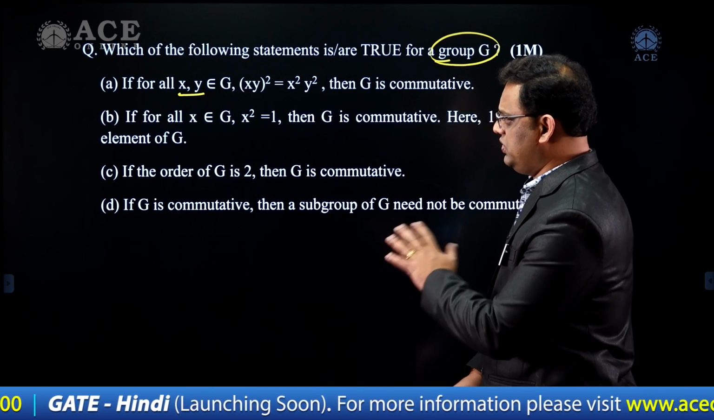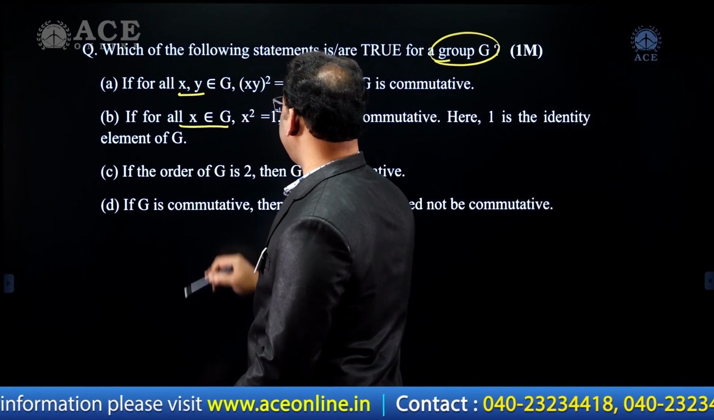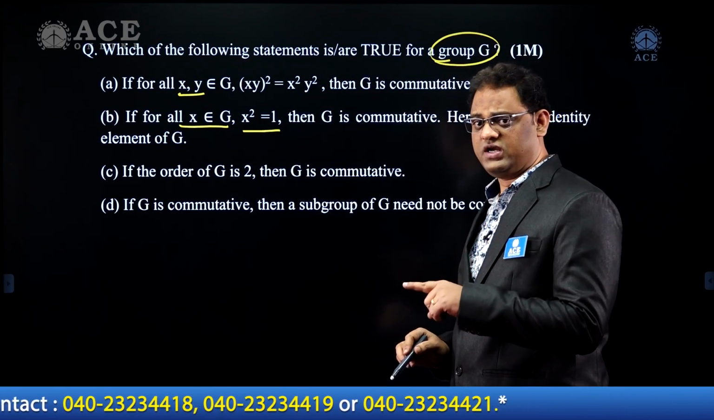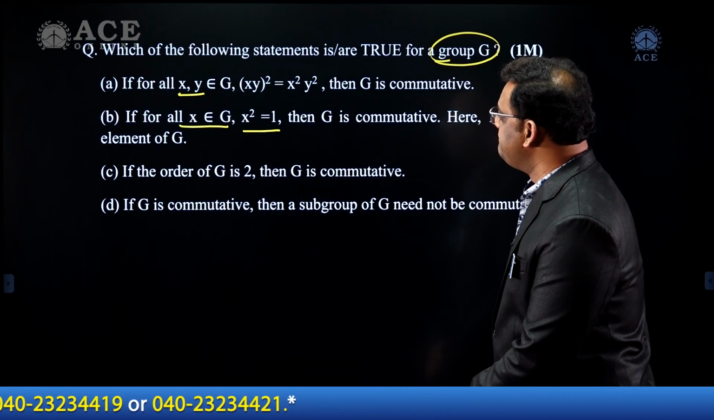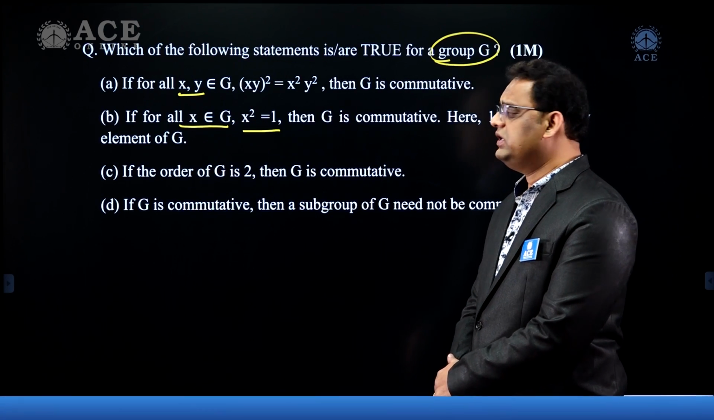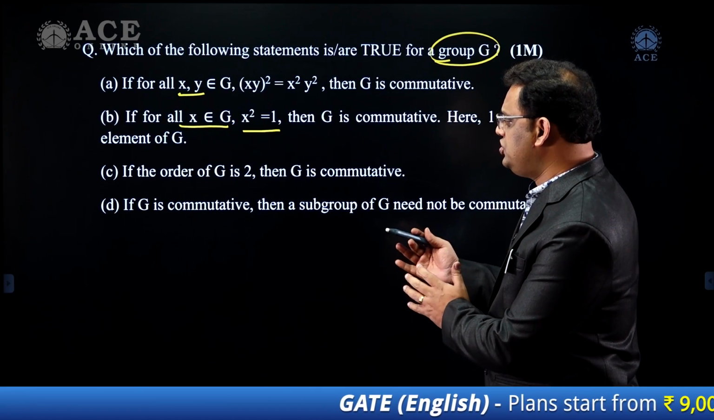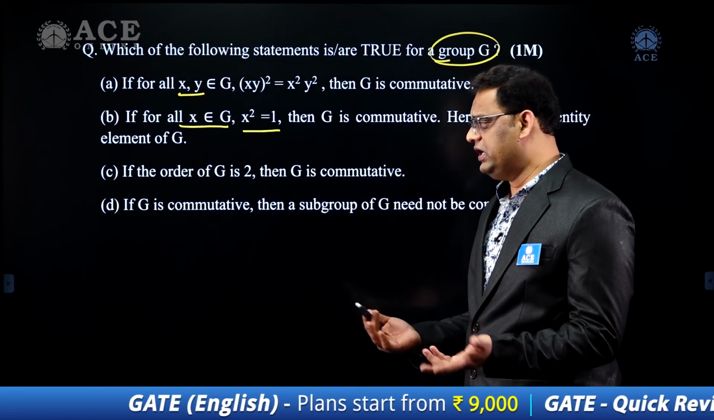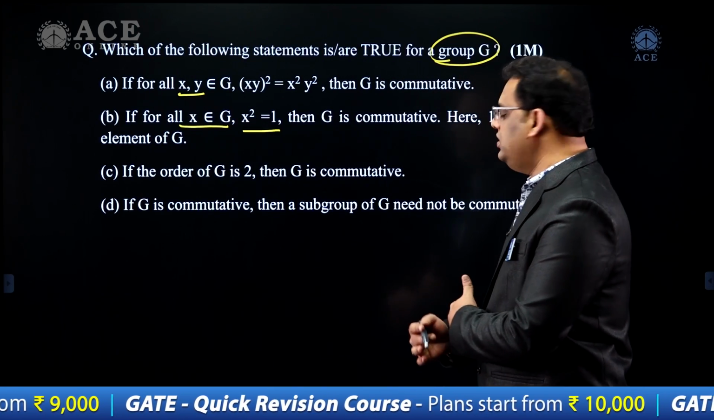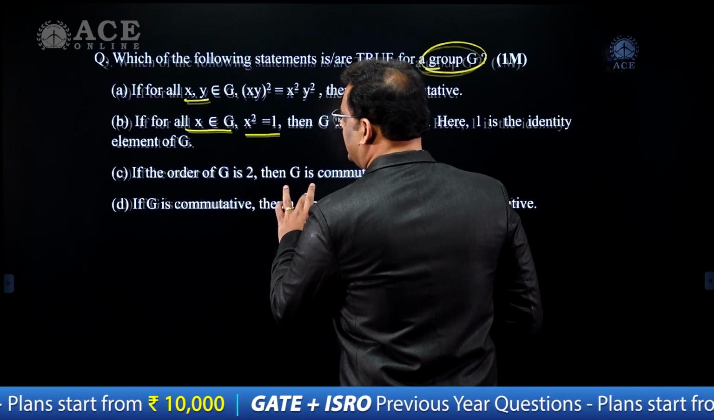That is the first statement. The second statement is: for every x belongs to G, x square is equal to 1. Here also the same discussion: x square means x star x. Then G is commutative, and here 1 is the identity element. They clearly specified that. Coming to option C, it says that if the order of G is 2, then G is commutative, where order means cardinality. And D is: if G is commutative, then a subgroup of G need not be commutative. So there are different statements, my dear. Let us analyze one by one.